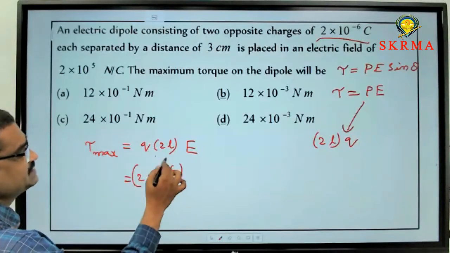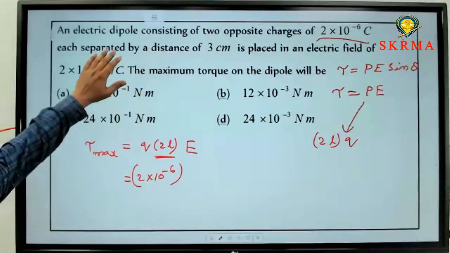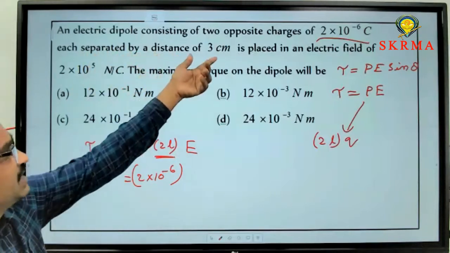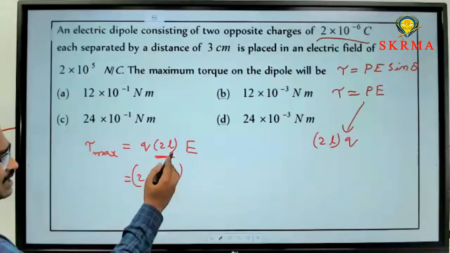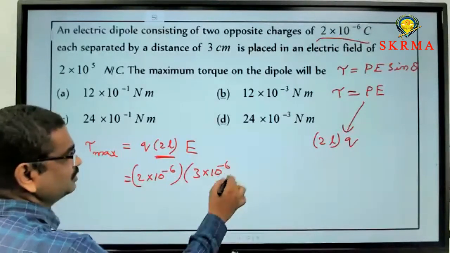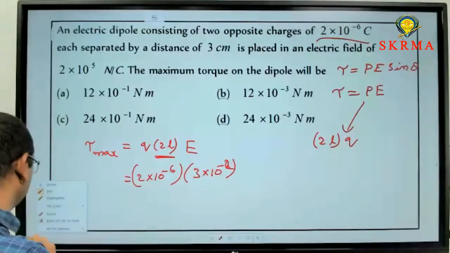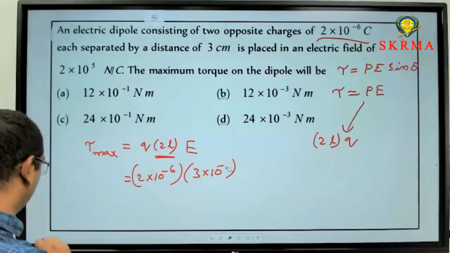Next, 2L is the distance between the charges. So just remember that one. Distance is directly 2L. Don't take the distance as L. Here it is said that each is separated by 3 centimeters, which means you have to take 3 centimeters as 2L. So 3 centimeters is 3 into 10 power minus 2.